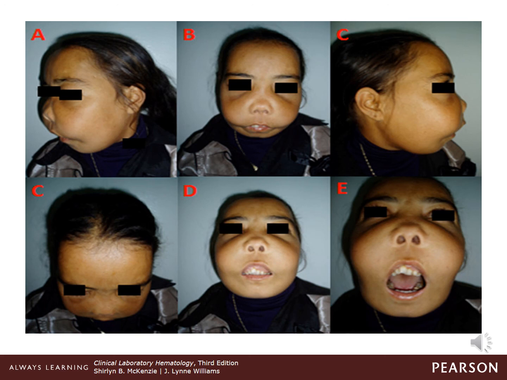There's bossing of the skull and facial deformities. And we saw in the last radiographic image, if they took a skull radiograph, you can see the hair-on-end projections. And again, this poor little girl probably has an enlarged spleen and liver.